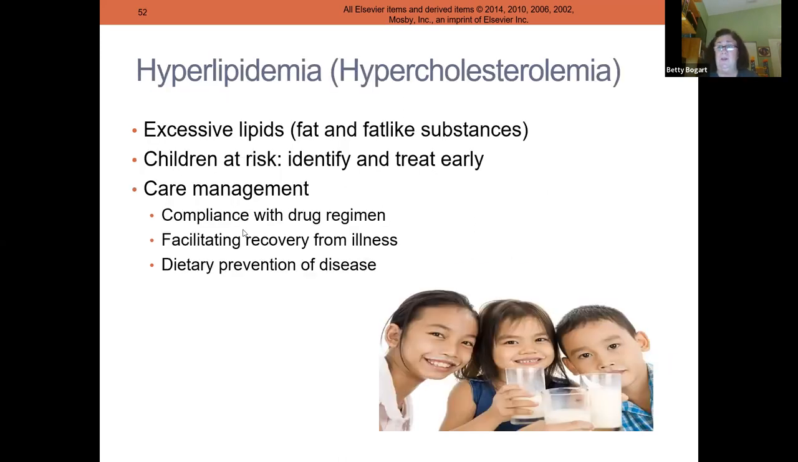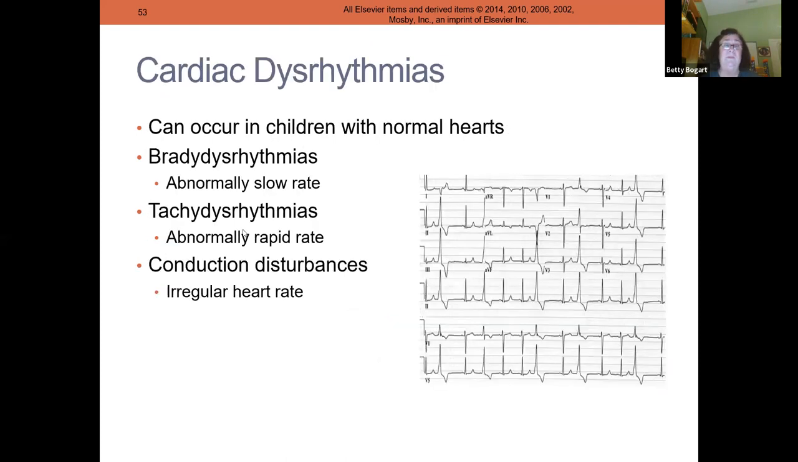Children get high cholesterol. We are now testing them for cholesterol. We didn't do that years ago. We do now. Of course, compliance with cholesterol treatment means taking their medicine and even following a diet, which, with children, is harder to follow because they want to eat what the other kids are eating, et cetera.